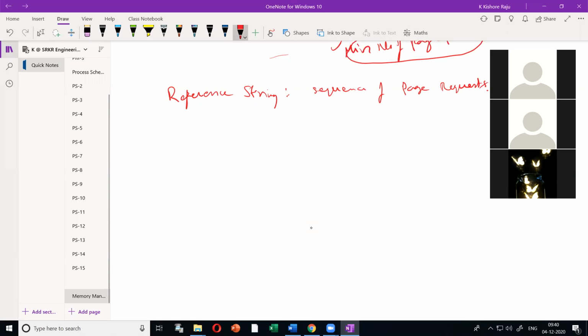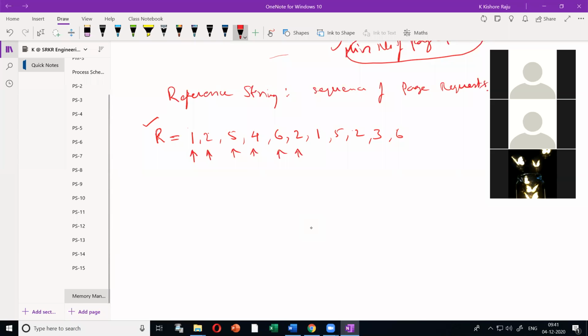For example, reference string R: 1, 2, 5, 4, 6, again 2 or 1, again 5, 2, 3, 6, like this. So this is called a reference string. It means that the CPU is requesting page P1. After that, it is requesting P2, then P5, P4, then P6.